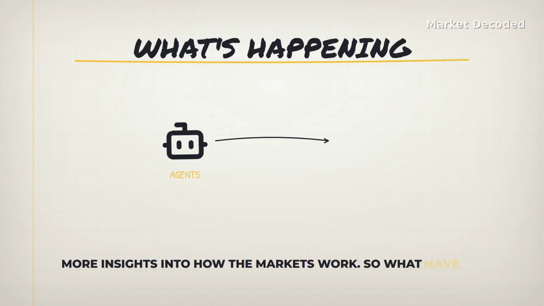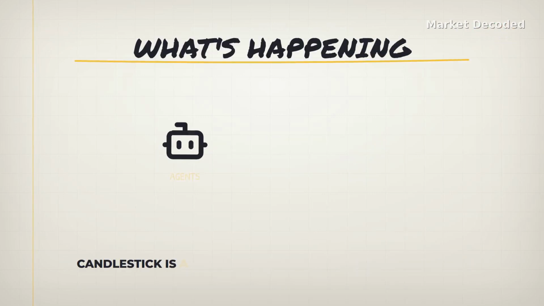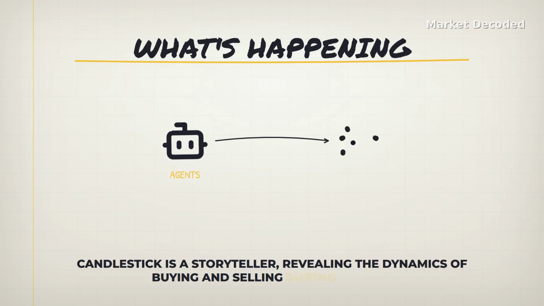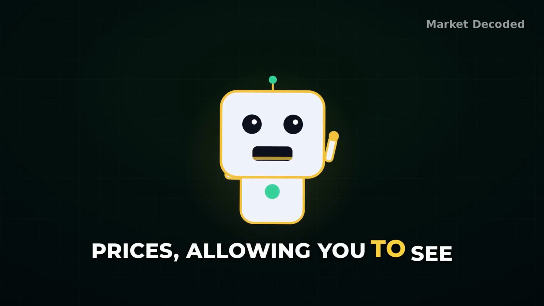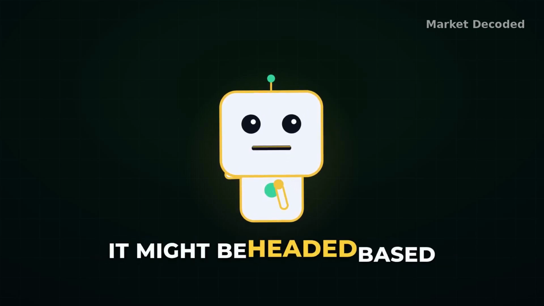So, what have we uncovered about candlestick charts? Instead of just being colorful blocks on a screen, each candlestick is a storyteller, revealing the dynamics of buying and selling during a specific time period. Each one captures the open, high, low, and close prices, allowing you to see not just where the market has been, but also where it might be headed based on past behavior.